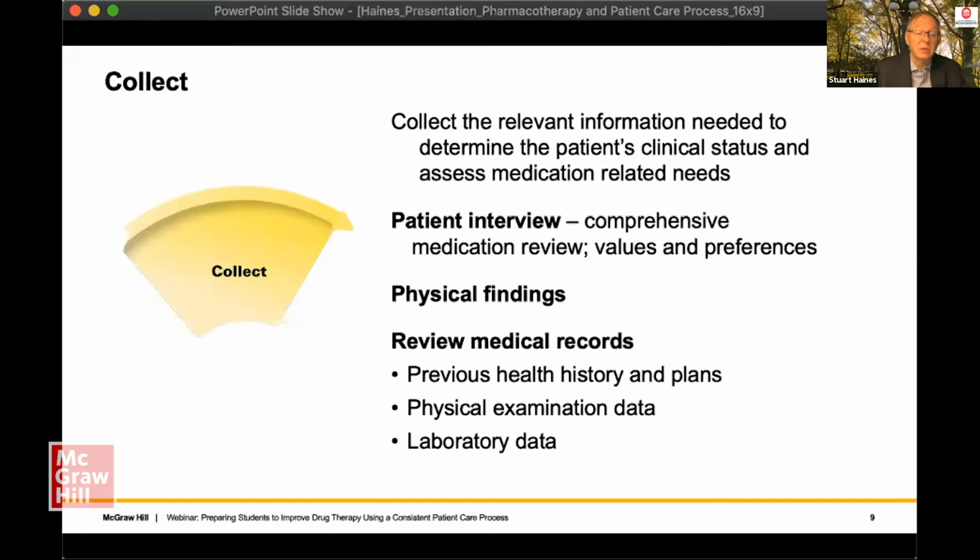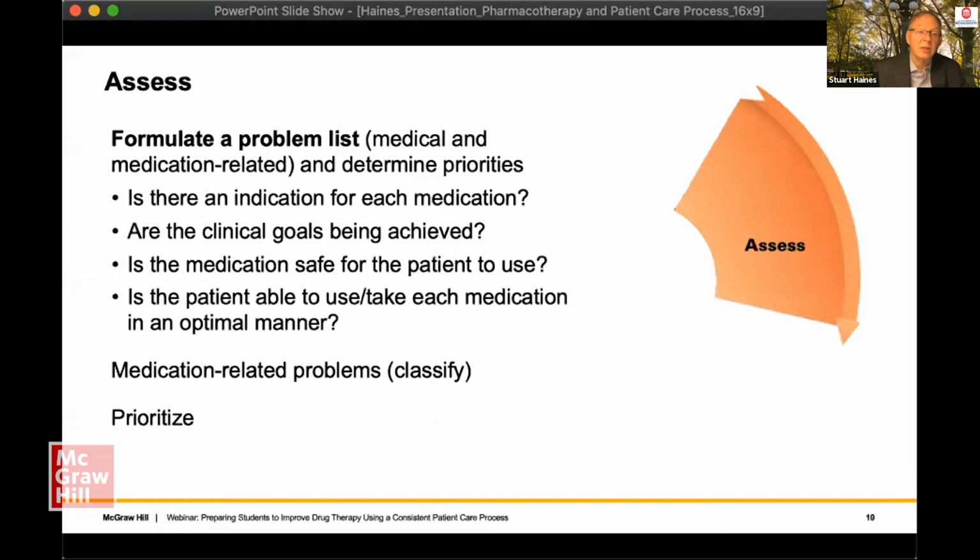And of course, reviewing medical records. And there are pieces of information that are available in patient medical records that allow us to make an assessment that are relevant to what the patient's medication-related needs are. So we spend a significant amount of our time in our curriculum giving students practice doing these things and understanding what the relevant information is to the relevant problems. And with that information, they have to perform an assessment. That assessment is really centered around medication-related needs.